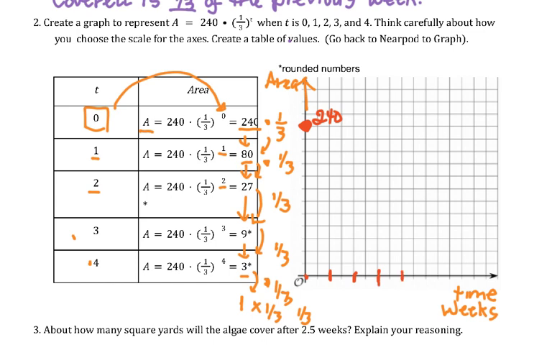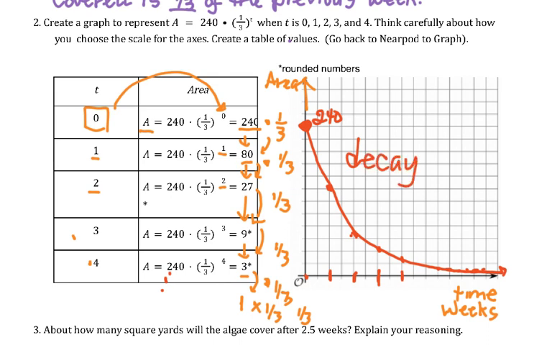Take a look. I can do this and just start going. 1 is at 80, so if that's 240, I could see 80's maybe about here, and then we go here, and then here, and then here, and it's going to keep going just like I showed you in class. It's going to keep going closer and closer and closer to 0, but it's never going to get there. This is decay.